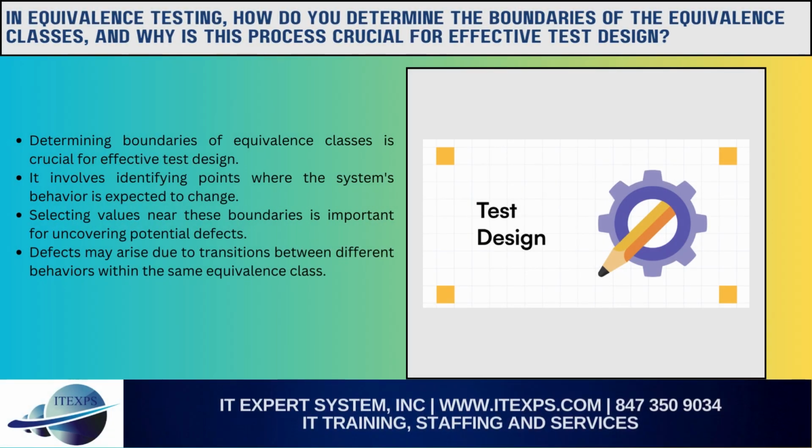In equivalence testing, how do you determine the boundaries of the equivalence classes, and why is this process crucial for effective test design? Determining the boundaries of equivalence classes involves identifying the points where the system's behavior is expected to change. This is crucial for effective test design because selecting values near these boundaries helps uncover potential defects that may arise due to transitions between different behaviors within the same equivalence class.